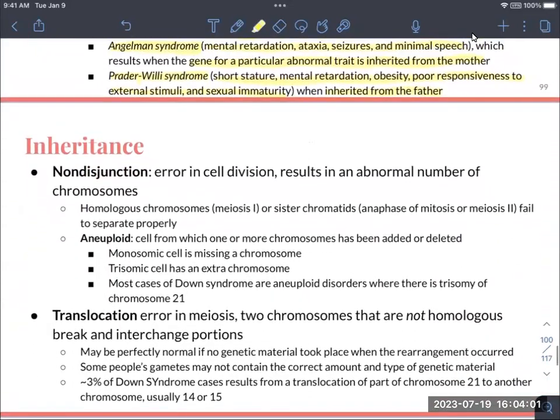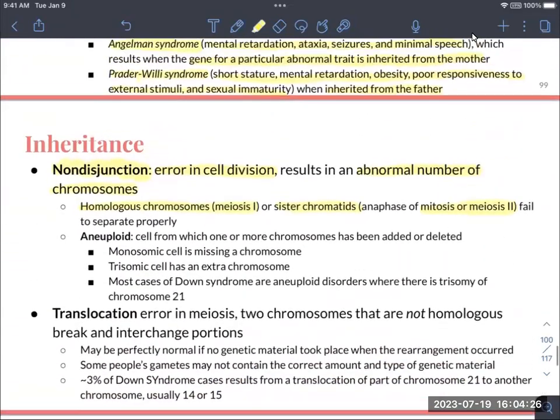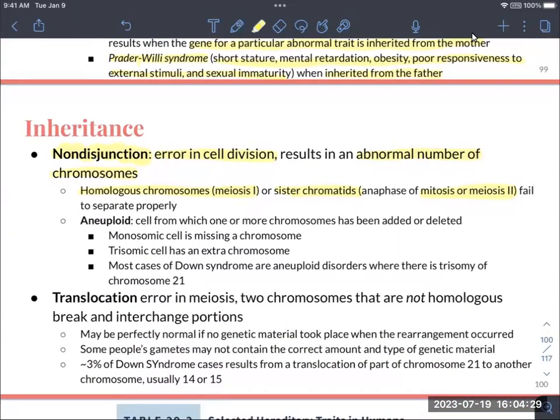So, nondisjunction. This is where we get an error in cell division, so we end up with an abnormal number of chromosomes. During meiosis 1, homologous chromosomes, or sister chromatids in mitosis or meiosis 2, fail to separate correctly. Let's see if there was a picture of that. Aneuploids are cells where one or more chromosomes have been added or deleted.